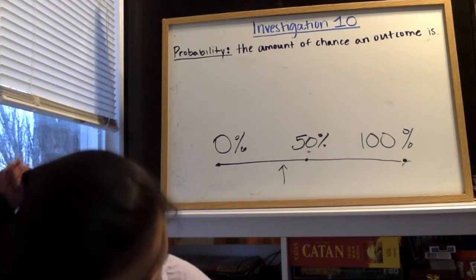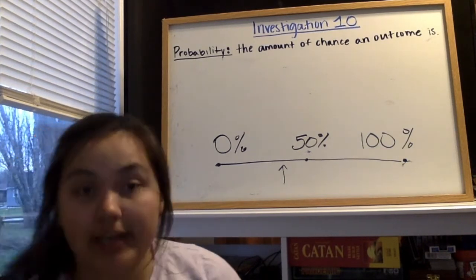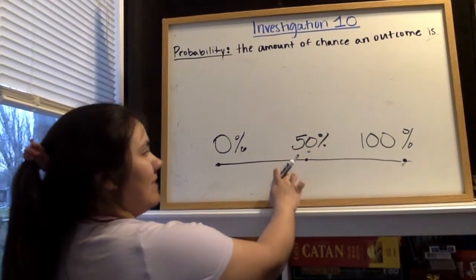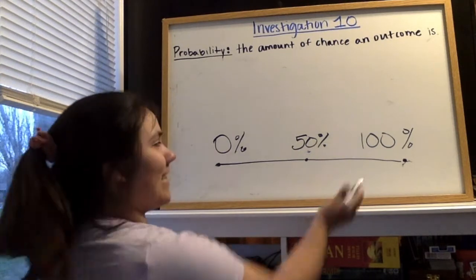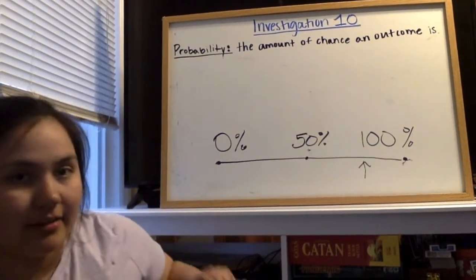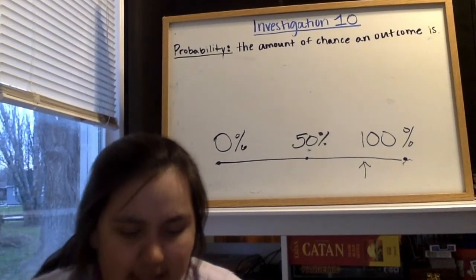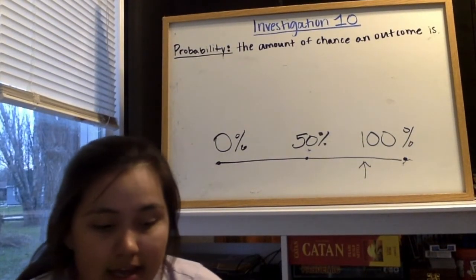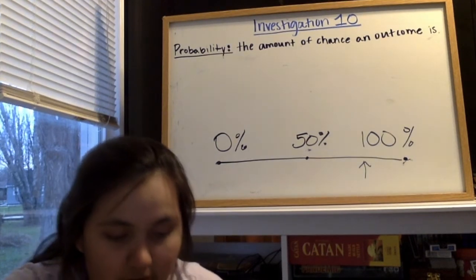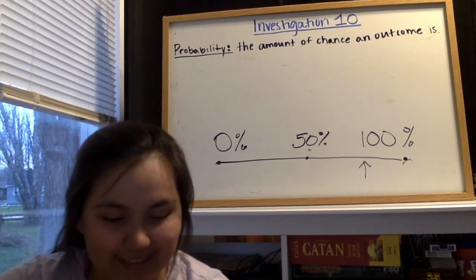So number 18, the meteorologist now says that the chance of rain is 80%. 80% is above 50, and it's getting closer to that 100. So it's about right there on our line. It asks us if this means that the chance it will not rain is what percent.